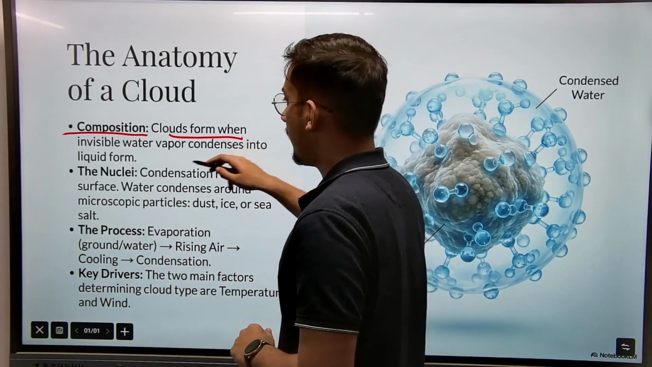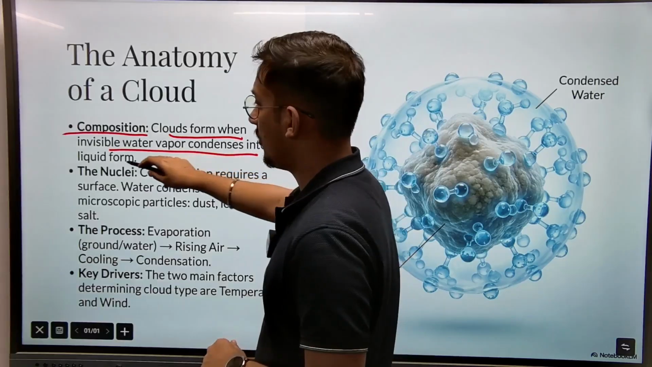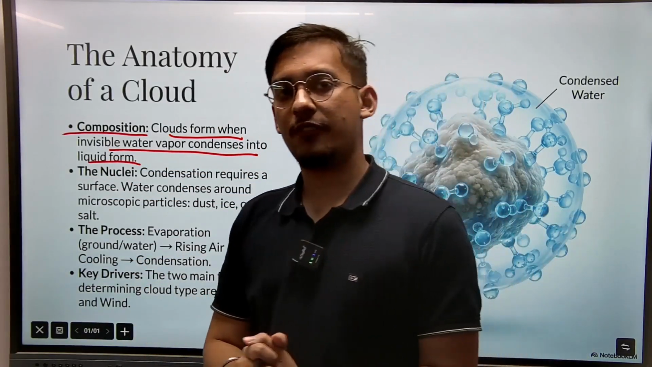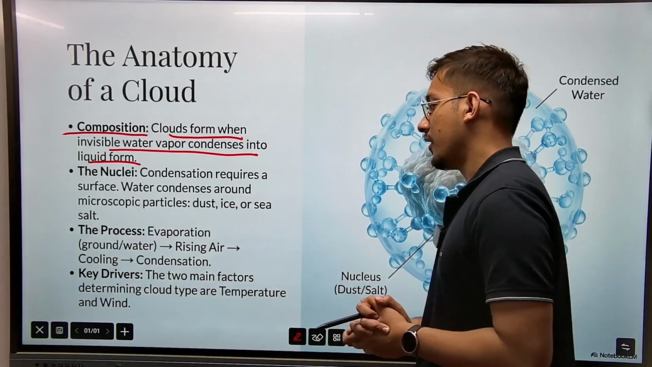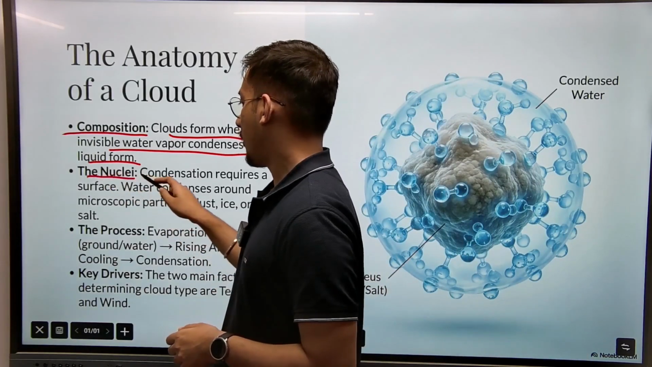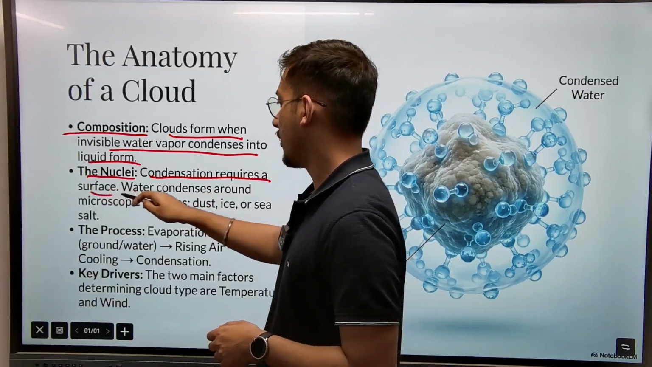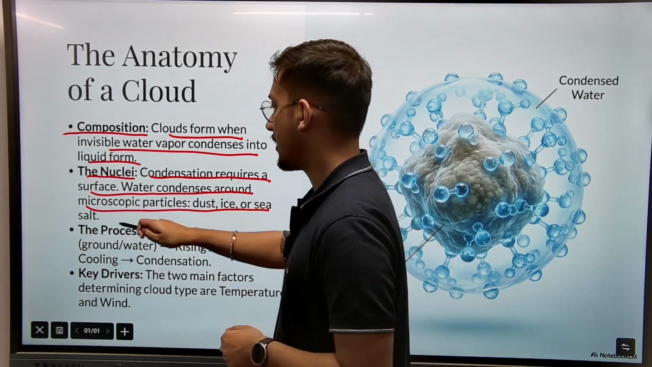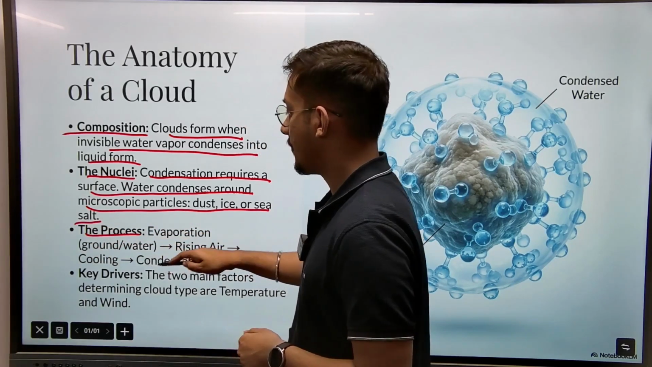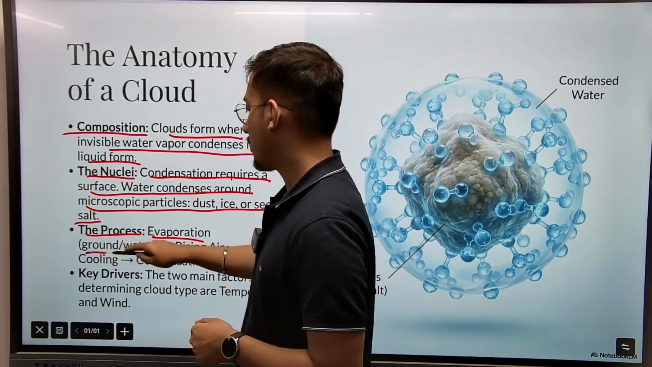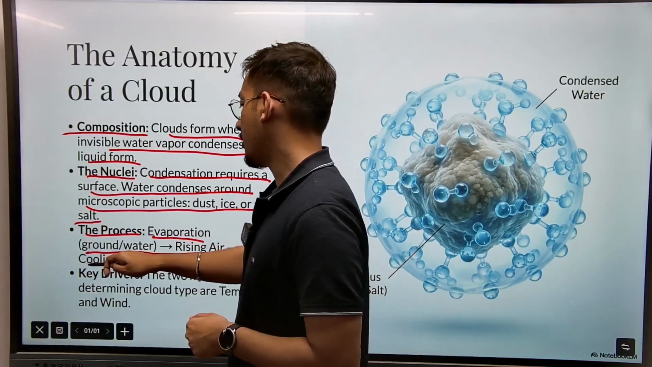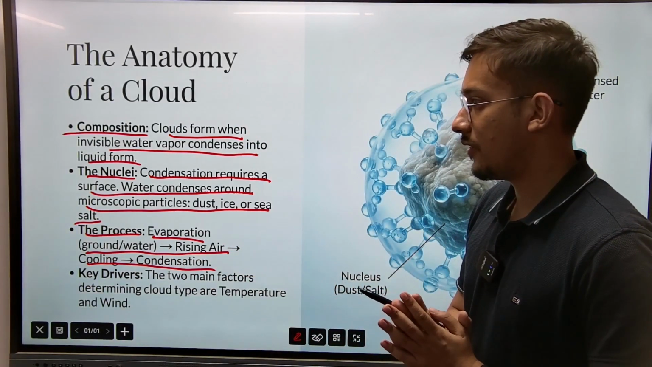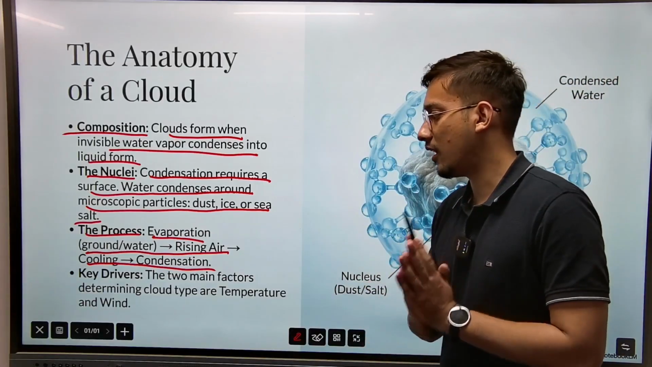Clouds form when invisible water vapor condenses into liquid form, right? So condensation plays a huge role in the formation of clouds. Then we have the nuclei. Condensation requires a surface. Water condenses around microscopic particles, dust, ice, or sea salt. Then we have the process: evaporation of groundwater, air rises, air cools, and finally it condenses. So that is the process of formation of cloud.